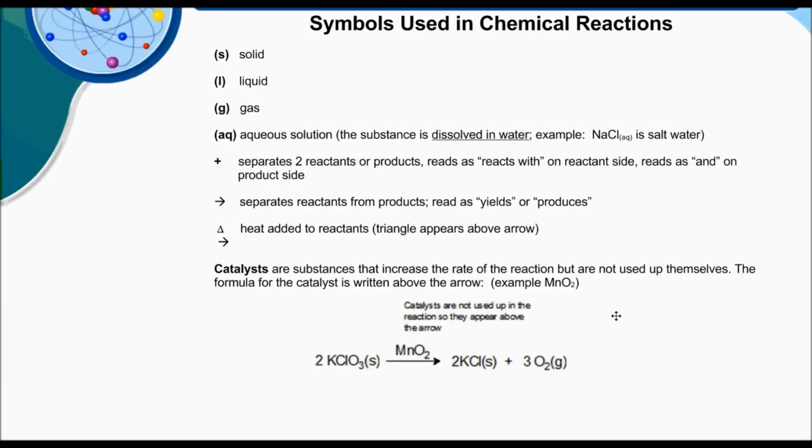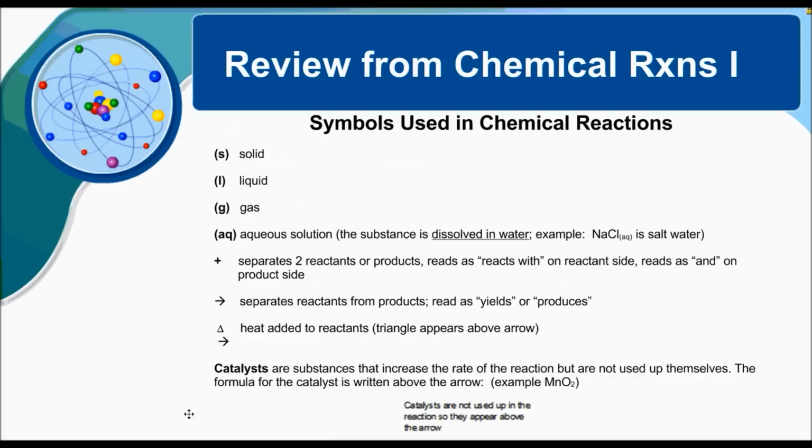Another symbol is a catalyst. Catalysts are substances that increase the rate of the reaction but are not used up themselves. The formula for catalysts are written above the arrow. For example, manganese oxide. In this reaction, as we can see, it's written above the arrow. So it doesn't react with anything. The atoms are not rearranged or broken apart. Nothing happens there. It's just used to speed up the reaction by lowering the activation energy.